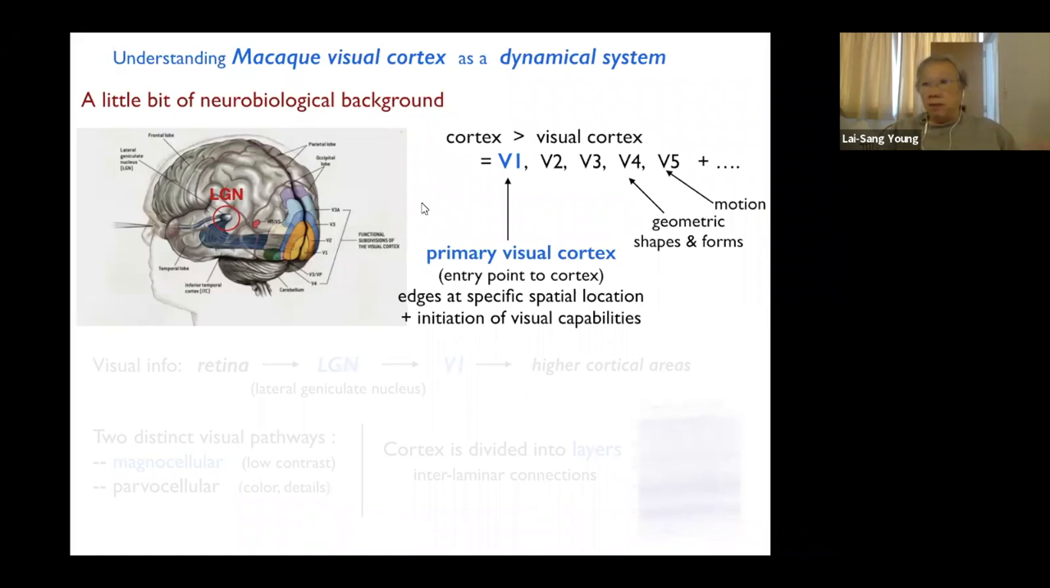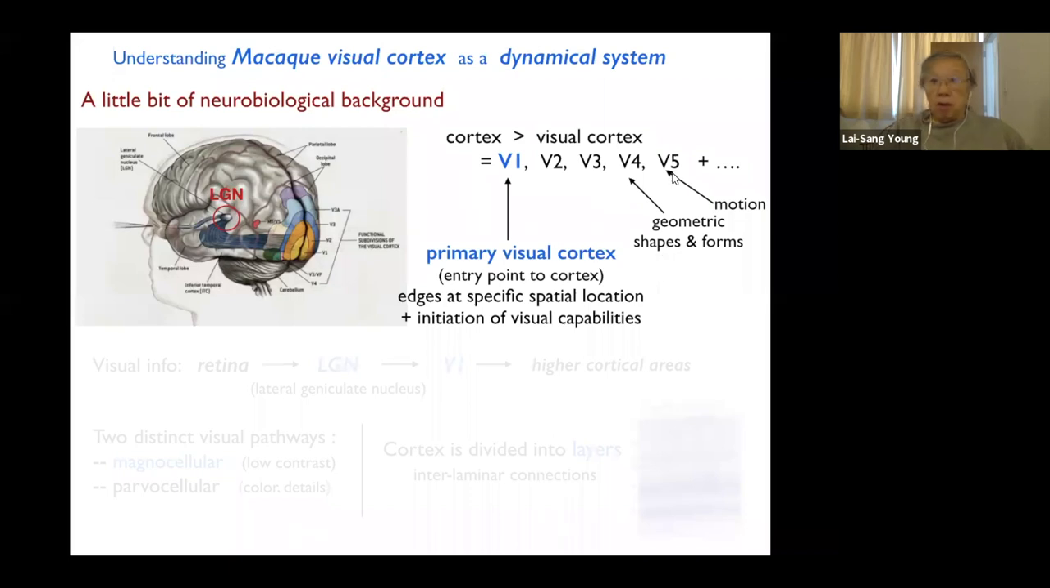The visual cortex is divided into many cortical areas, V1, V2, V3, V4, and so on. I will be talking exclusively about V1, also called the primary visual cortex. Put simply, the main function of the primary visual cortex is the identification of edges at specific spatial locations. The different cortical areas are responsible for different functions. V4, for example, is associated with geometric shapes and forms, V5 with motion, and so on.